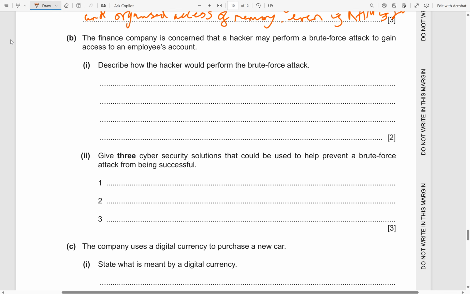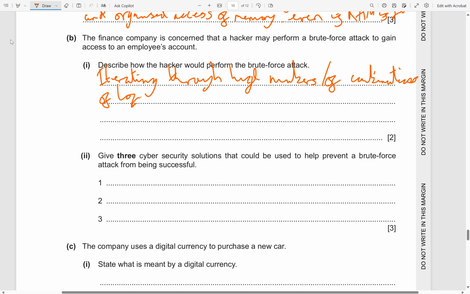Basically we can say iterating or looping through huge numbers of combinations of login credentials, so usernames and passwords, in the hope that one is successful.